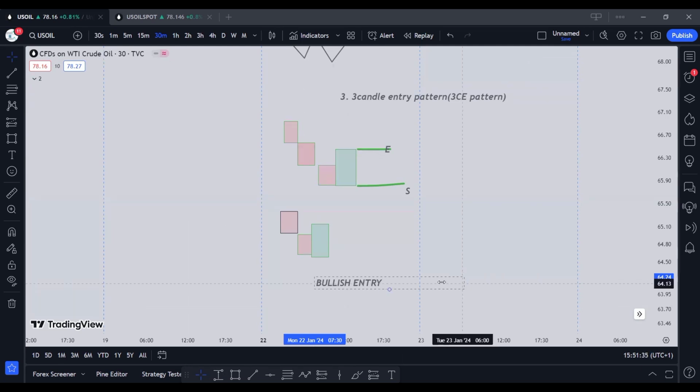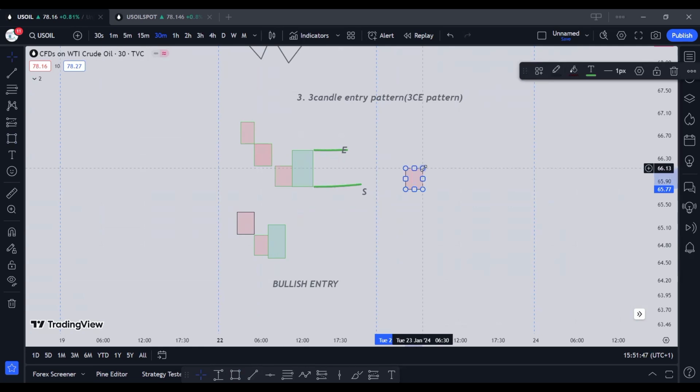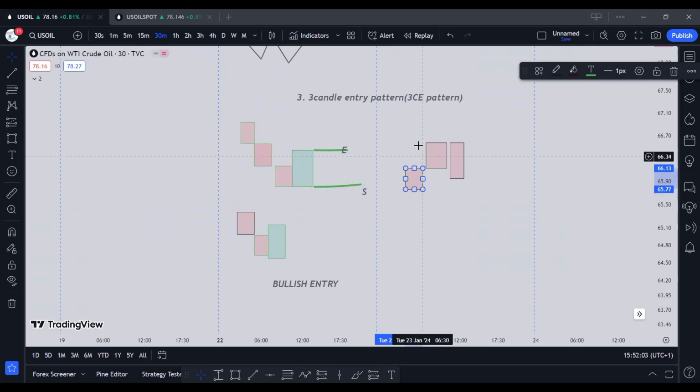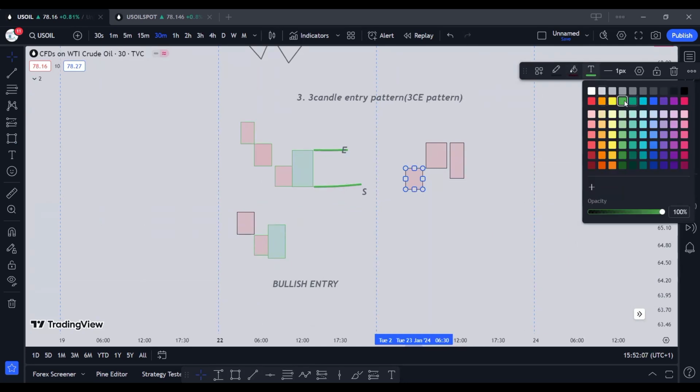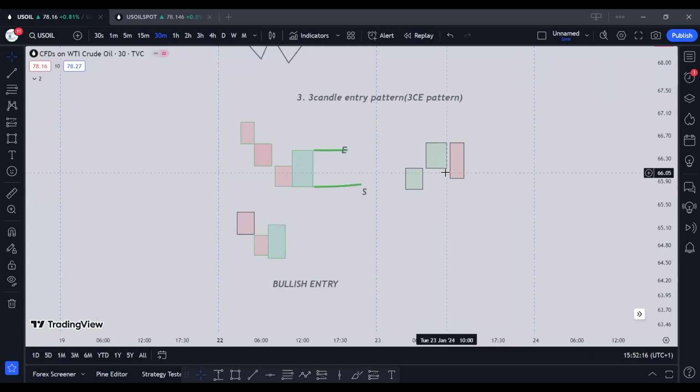Now let us do the bearish entry. It's just the opposite. Nothing fancy there. Push up. Bearish engulfing. Just the same thing, just opposite, right? Bullish candle, bearish engulfing.